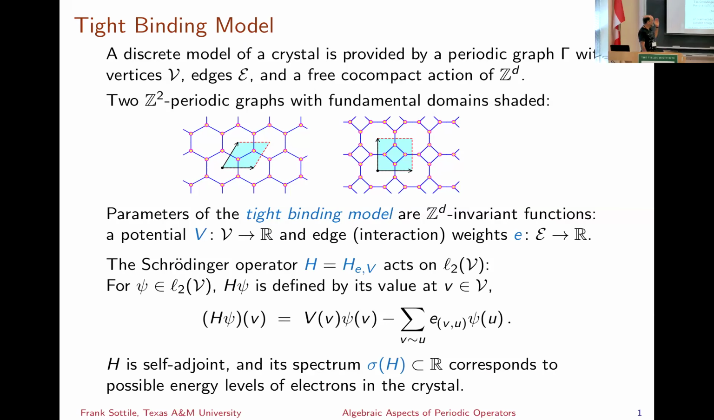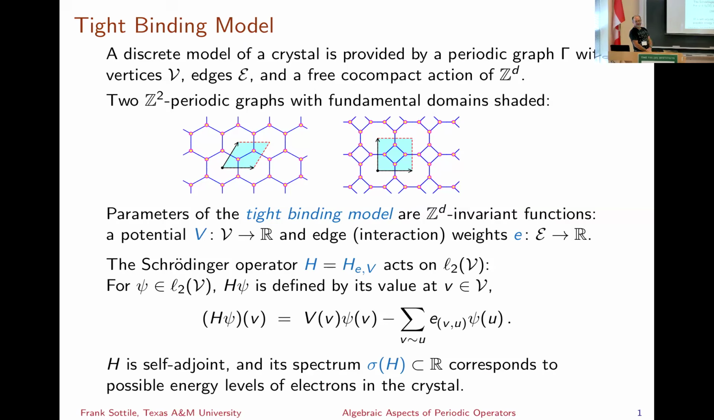And now, the tight binding model involves certain parameters, which are Z^d invariant functions. So one is called a potential. It's a map from the vertices to R, think of potential energy. And the other is an edge interaction weight. These are also maybe differences in potential energies, from the edges to R.